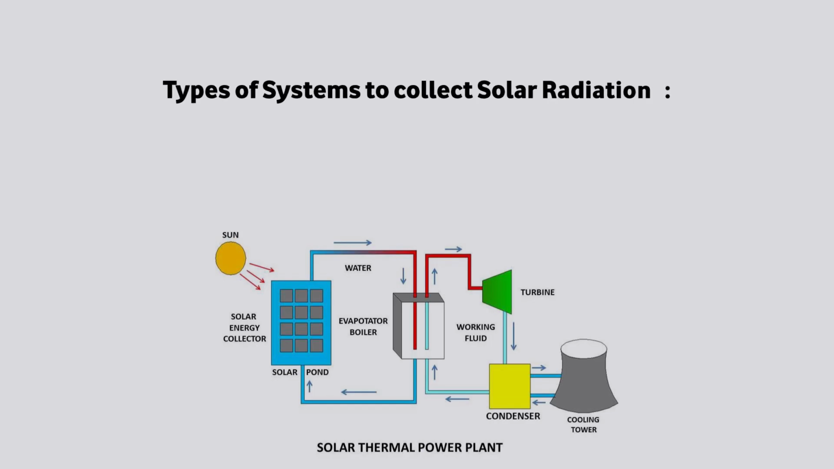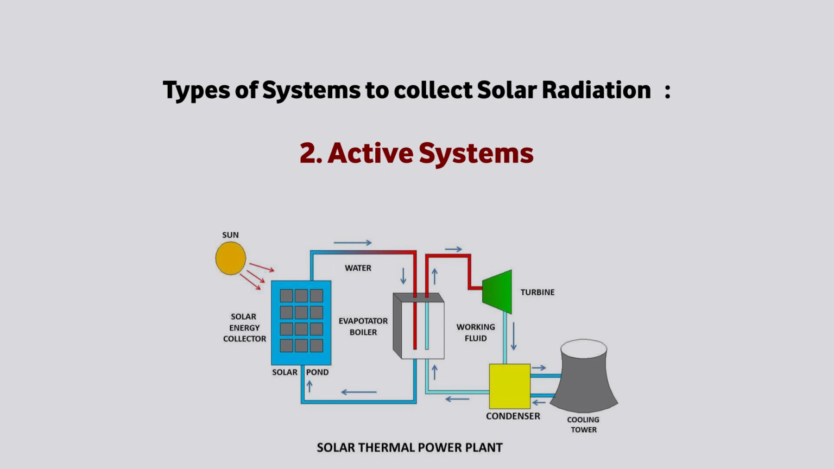There are two types of systems to collect solar radiation and store it. The first one is the passive system. So what is a passive system? It requires no equipment, like when heat builds up inside your car when it is left parked in the sunlight. An example of this passive system is the thermal chimney.